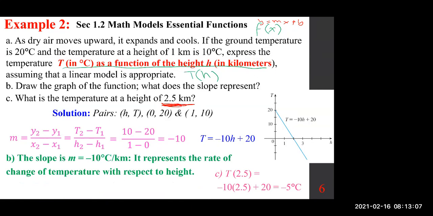By the way, the slope, if you want to see what it represents, minus 10 degrees centigrade per kilometer, it represents the rate of change of temperature with respect to height. If you remember the way we defined slope, the average rate of change of y with respect to x. Of course, we are changing y and x accordingly, so that's why this definition is in order.